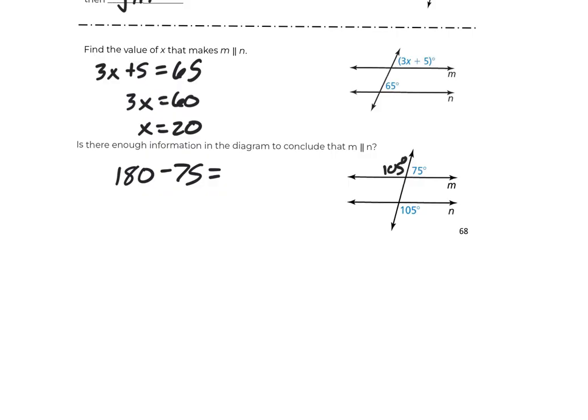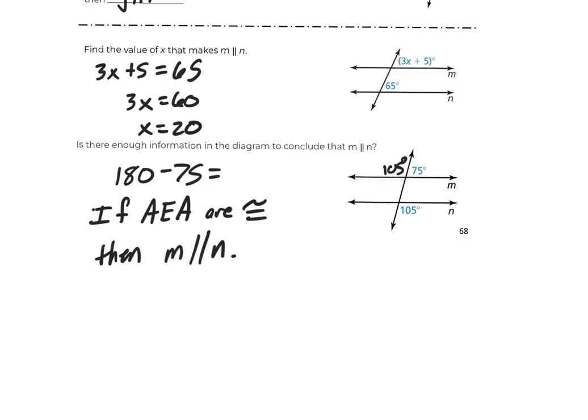What do we call that relationship? Alternate exterior. Okay? So here's what we're going to say. If alternate exterior angles are congruent, then M would be parallel to N. So we would say yes, this would work.